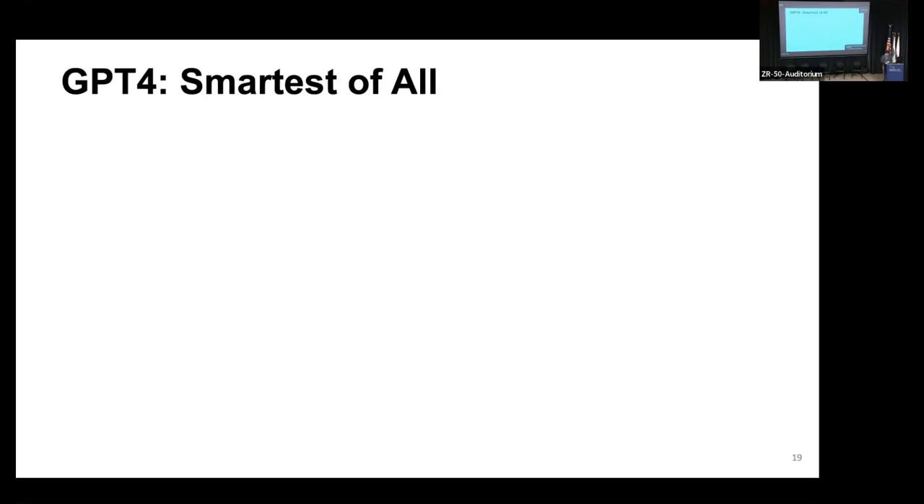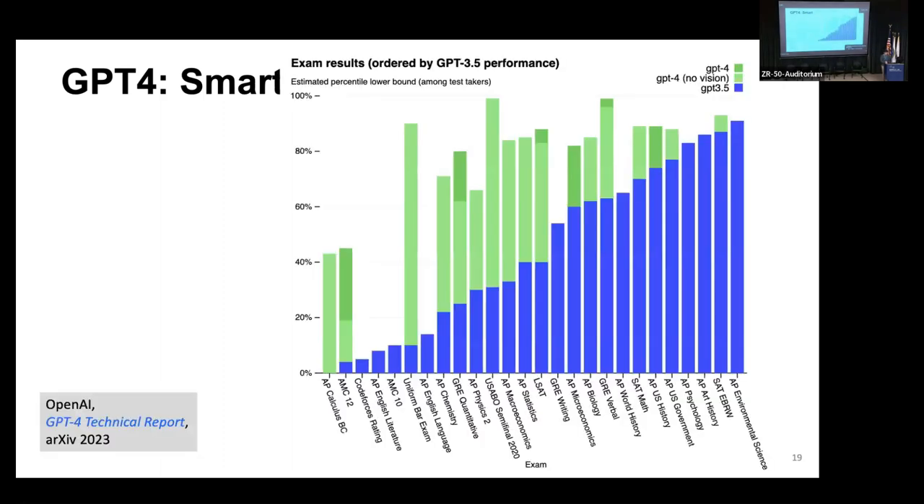Now, fast forward, where are we? Right now, we are talking about GPT-4, which is believed to be the smartest of all language models. And this graph is from their technical report. So here, blue indicates the accuracy of GPT-3.5. That is the basis of the older ChatGPT. And then green is the performance of the latest GPT-4, right?